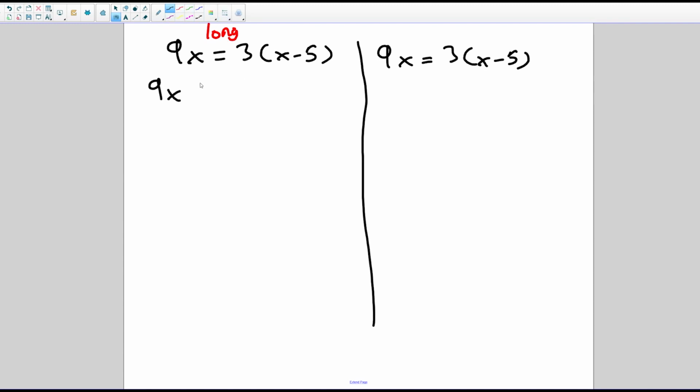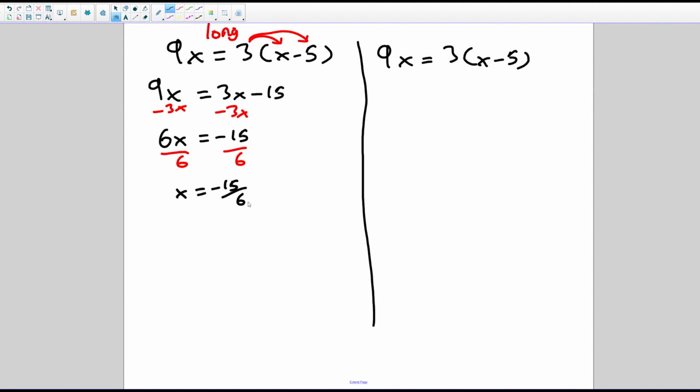But I'm actually going to simplify this guy first. So I'm going to multiply, or rather distribute, that 3 to everything inside of the brackets. And that gives me 3x minus 15. And this turns into that first example where I just subtract 3x from both sides. And I end up with 6x is equal to negative 15. And now here, all I need to do is divide both sides by 6. And I get x is equal to negative 15 over 6. I can divide both the top and the bottom by 3. So this gives me negative 5 over 2 as my final answer.